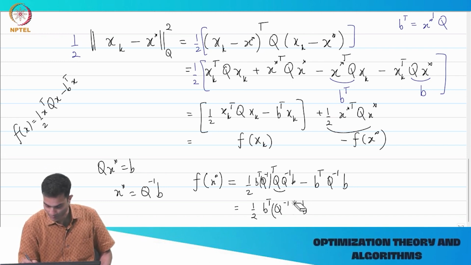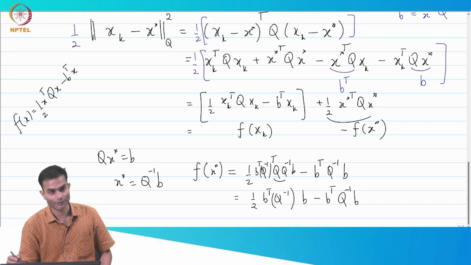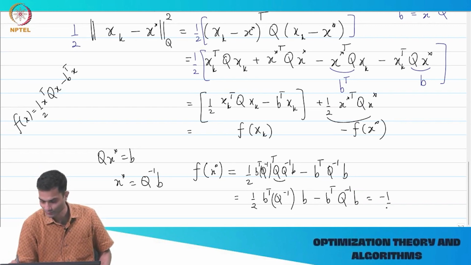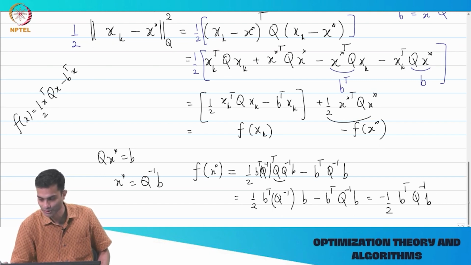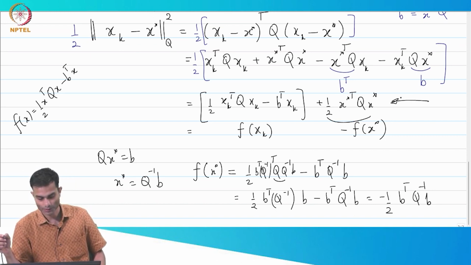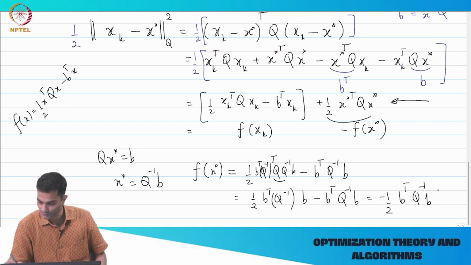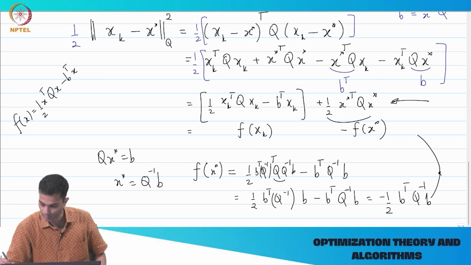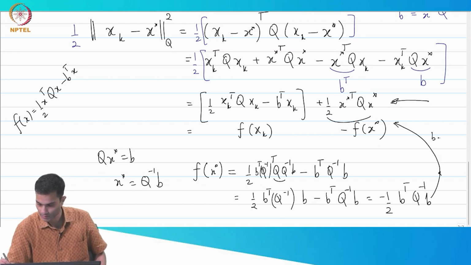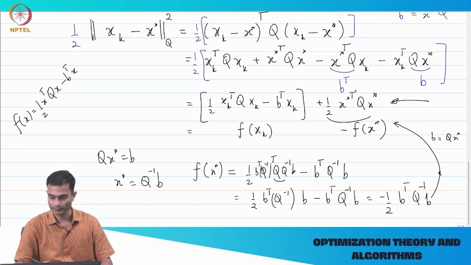Q is symmetric, so I can get rid of this, right? And then I have a B transpose Q inverse B. Then this half and half becomes equal to minus half of B transpose Q inverse B. Okay, I'm still not there yet. I want this expression. What do I do next? I can substitute B as Qx star, right? So now if I substitute B equal to Qx star, I'm going to get exactly this expression, right?